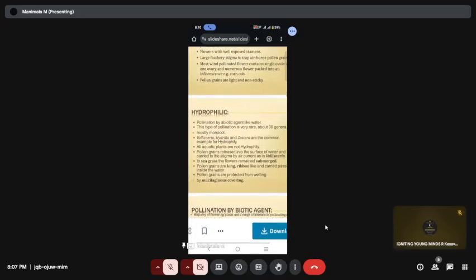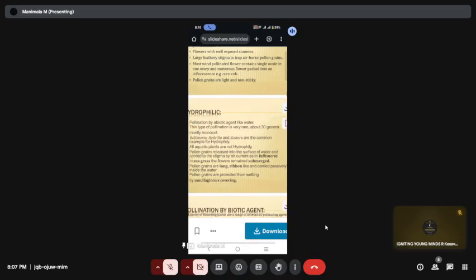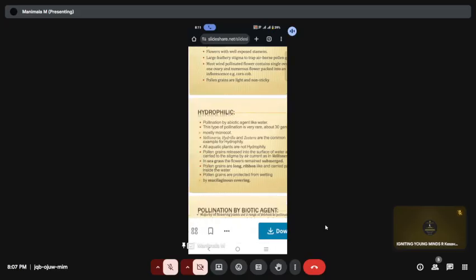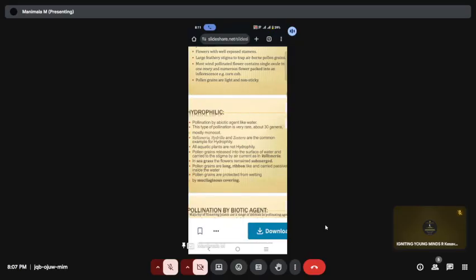Got it? So hydrophily is the pollination by water. This type of pollination is very rare, in nearly 30 genera. Mostly it takes place in monocots. For example, Vallisneria, Hydrilla and Zostera are some of the common examples of hydrophily. And not all aquatic plants are hydrophilous.